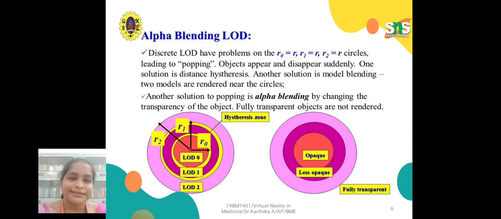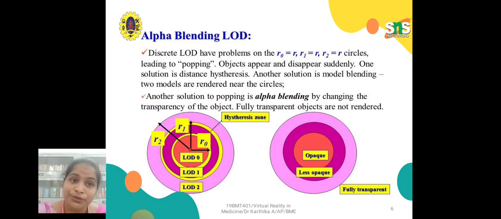Okay, what is this alpha blending LOD? Discrete LOD has problems at the circles R0 equal to R, R1 equal to R, and R2 equal to R, leading to popping. Objects appear and disappear suddenly. One solution is distance. Another solution is model blending. Two models are rendered near the circles.